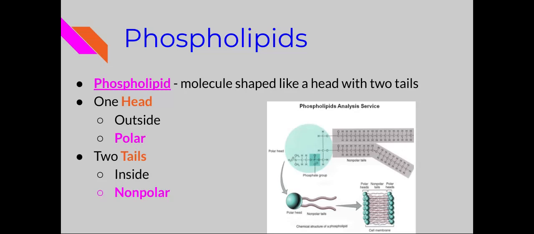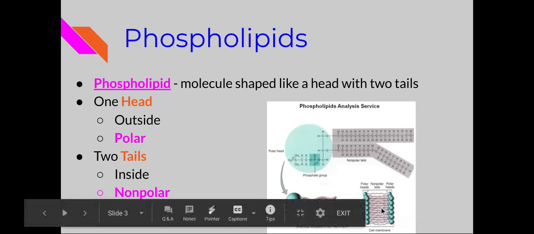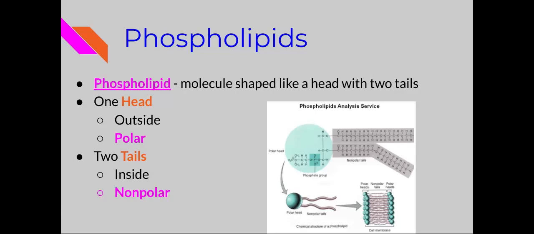The picture here shows the lipid bilayer, a single polar head, and more of the structural composition of the tails. There's two parts to a phospholipid. It has one head, which is found on the outside of the lipid bilayer, and it is actually polar. And then the two tails are on the inside, and they are both nonpolar structures.